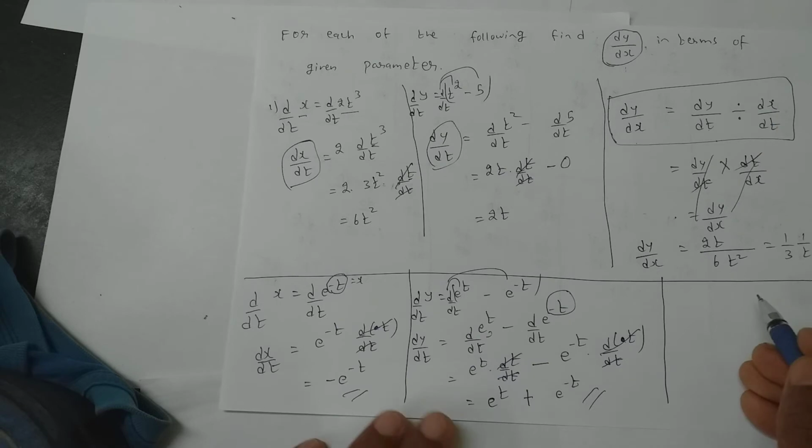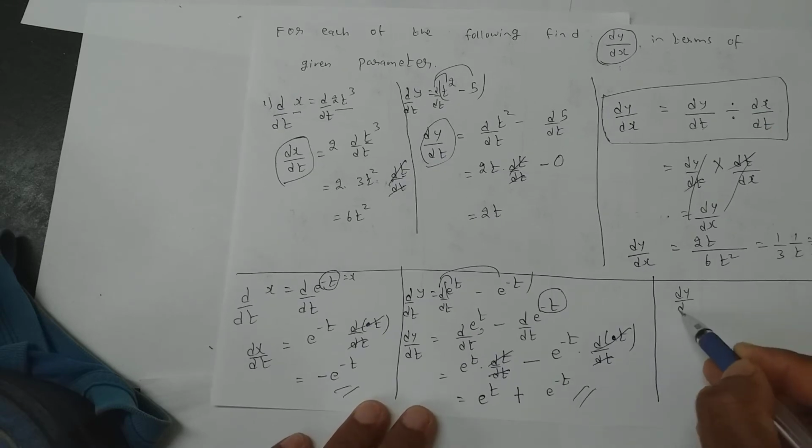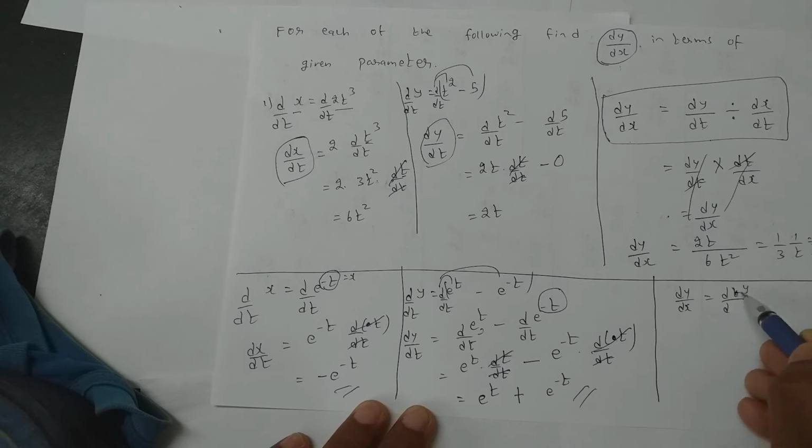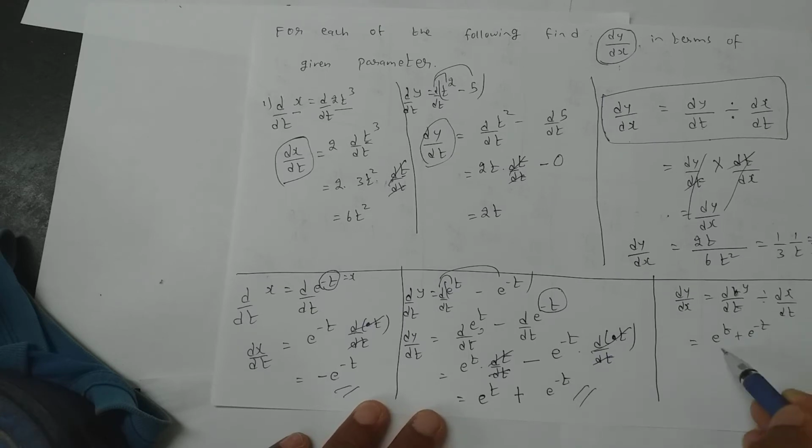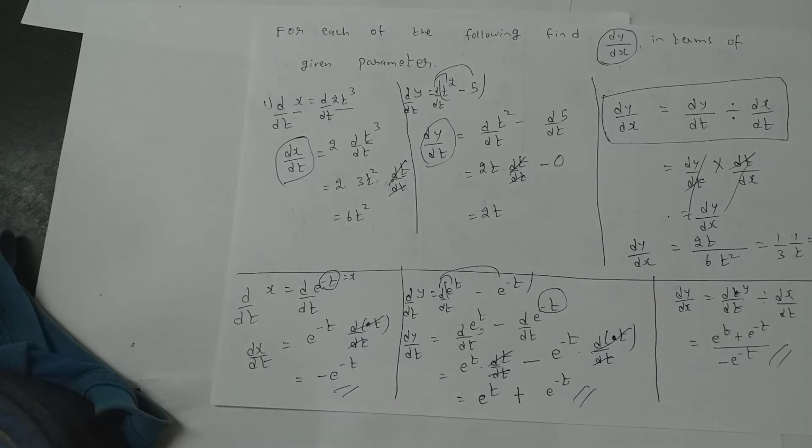Am I clear? So now dy by dx is nothing but dy by dt divided by dx by dt. So which is nothing but dy by dt is e power t plus e power minus t by minus e power minus t. Leave it like this, simplification we can see later. But did you understand?